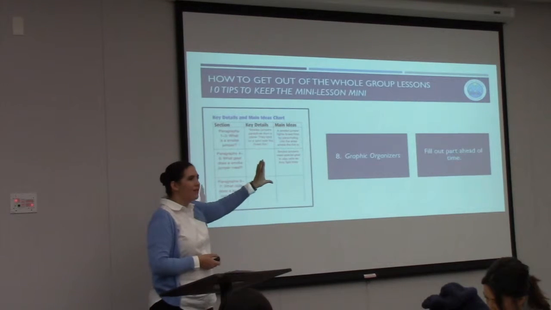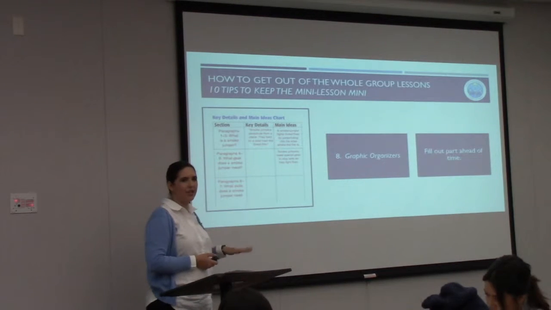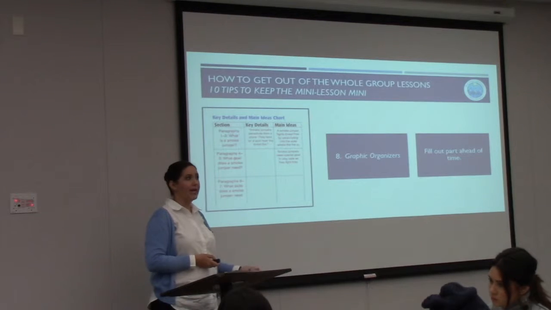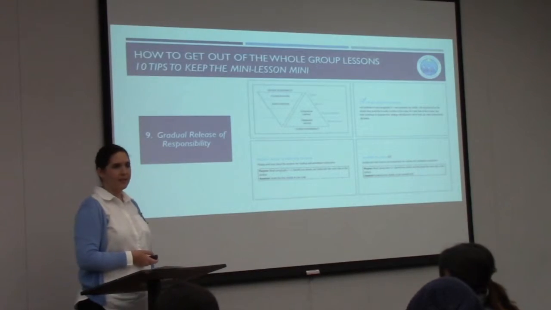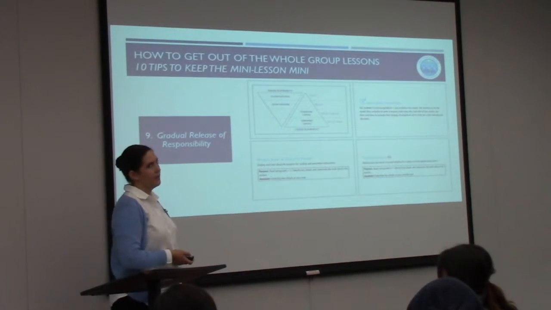Fill out maybe one of the lines or fill out a couple of the sections so that they don't have to write quite as much, because we all know that takes a really long time. And then number 9 is remember the gradual release of responsibility.